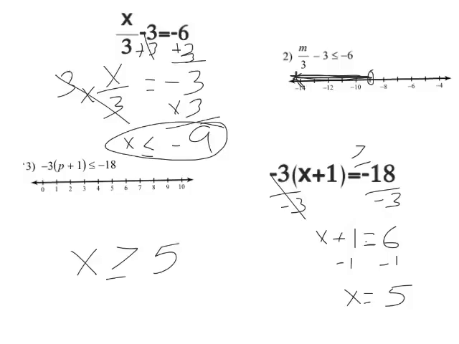Okay, so now we need to graph x is greater than or equal to 5. So I'm going to circle my 5. Now I'm going to fill in the circle because it has an equal sign to it. Fill it in. Now notice my variable is in the first position, so the arrow is going to point the way that my line's going. So it's going this way because x is larger than 5.